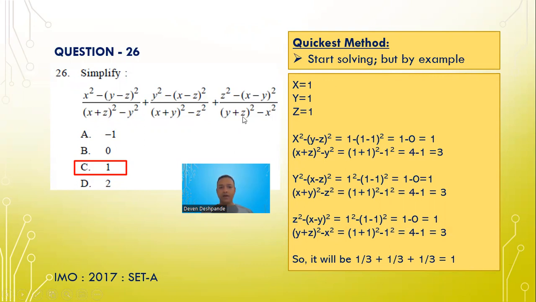The denominator is y plus z whole square minus x square. So y plus z is 1 plus 1 whole square minus x, which is 1, 1 square. 4 minus 1 is 3. So this will be 1 upon 3 plus 1 upon 3 plus 1 upon 3. What is 1 upon 3 plus 1 upon 3 plus 1 upon 3? It is 1. So the answer is 1.